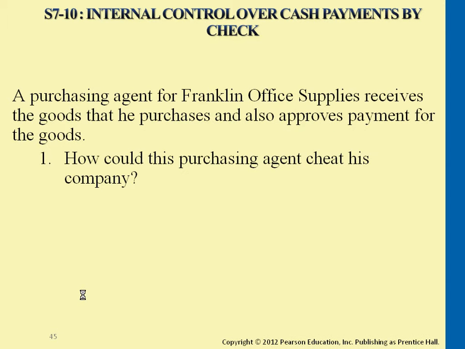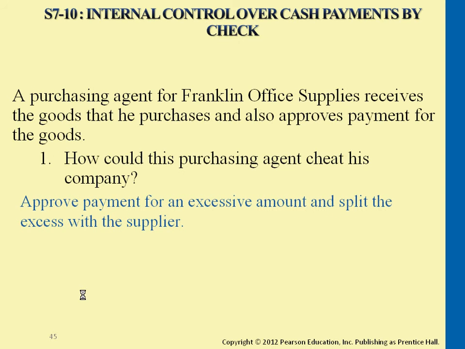Let's look at an exercise now of internal control over cash payments by check. A purchasing agent for Franklin Office Supplies receives the goods that he purchased and also approves the payment of the goods. How could this purchasing agent cheat his company? Okay, he approves the payment for an excessive amount, and he could then split the excess with the supplier.